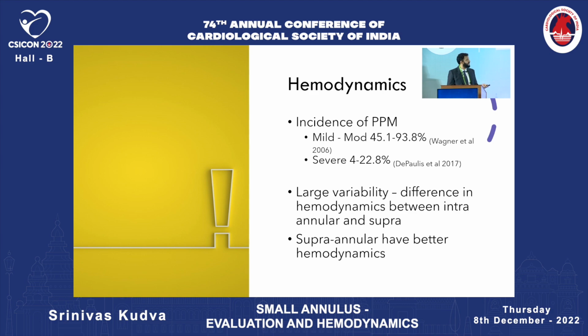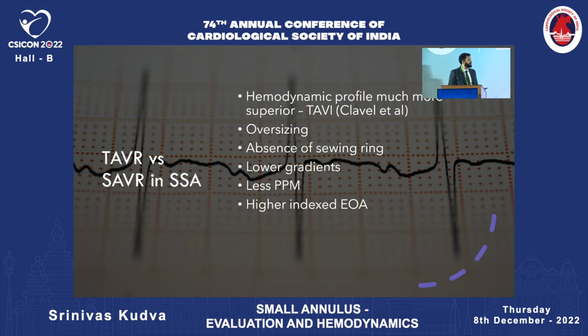When it comes to the hemodynamics, the incidence of patient prosthesis mismatch in mild to moderate is still there. It ranges from 45 to 93%, and the severe actually ranges from 4 to 22%. So there is a large variability, especially when it comes to the hemodynamics between an intraannular and a supraannular valve. So that is how, even when it comes to TAVR, we will discuss this as to which is better. Supraannular valves do have better valve hemodynamics. So the hemodynamic profile is much, much superior when it comes to TAVI and patient prosthesis mismatch. This was deduced by Clavel et al.